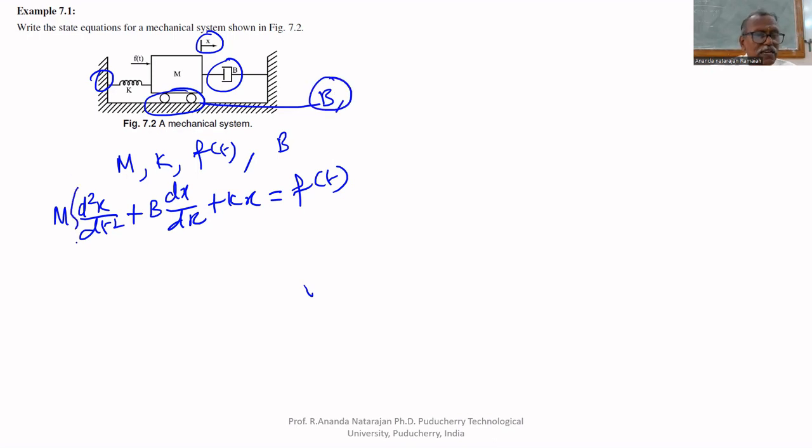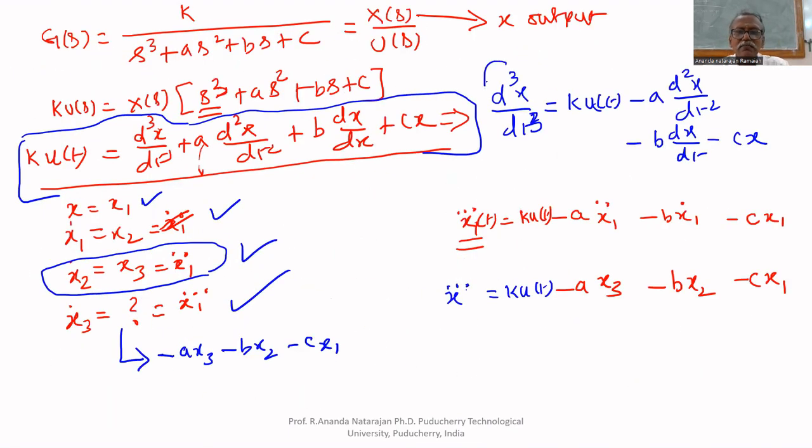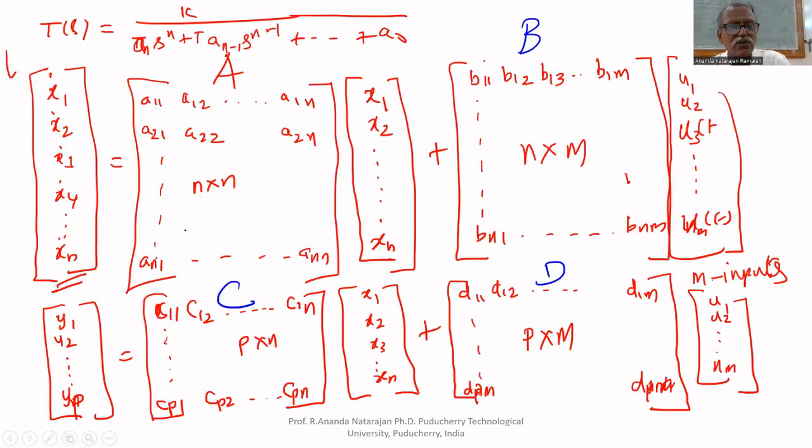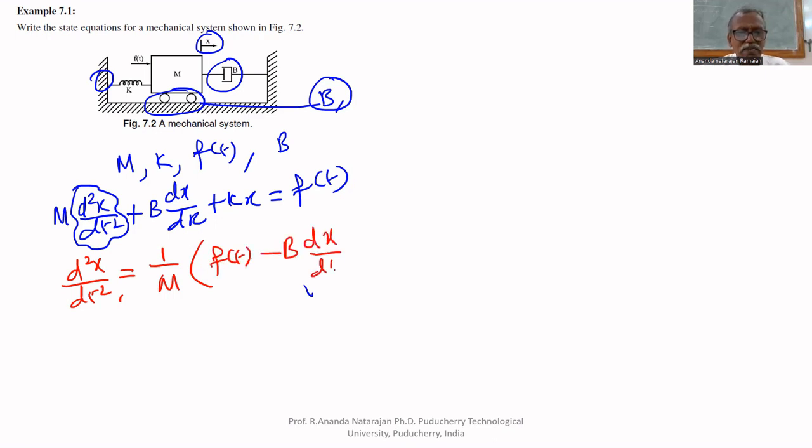We have to find the highest degree. We have to keep the highest degree on the left hand side. In the third order case, what we did, we kept the highest degree on the left hand side and the other variables on the right hand side. The same way we have to write like that. So keep d square x by dt square on one side. d square x by dt square equal to 1 by m into f of t minus b dx by dt minus kx.